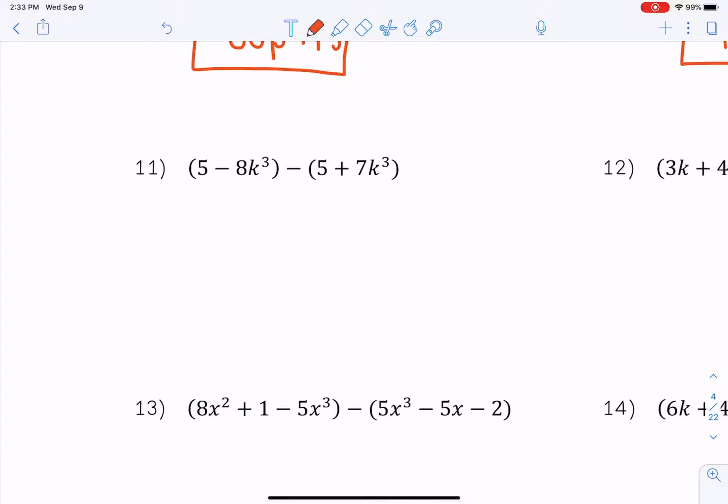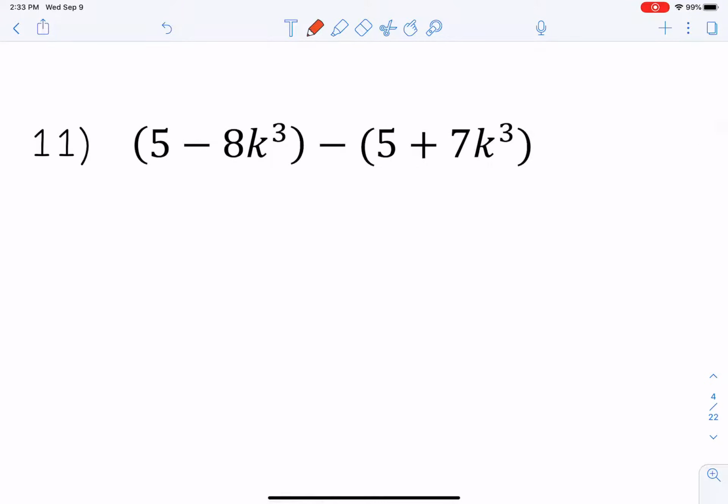Next up, this one is tricky because people always make a mistake on it. So if you see a negative sign before parentheses, you want to put a 1 because this is really like a negative 1, and you will remember to distribute that negative sign to both terms. A lot of people forget to distribute the negative sign to the second term.